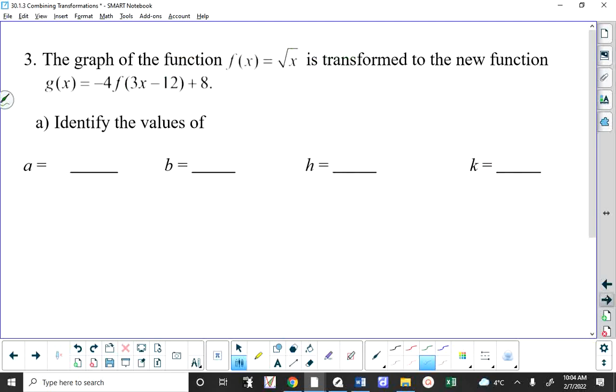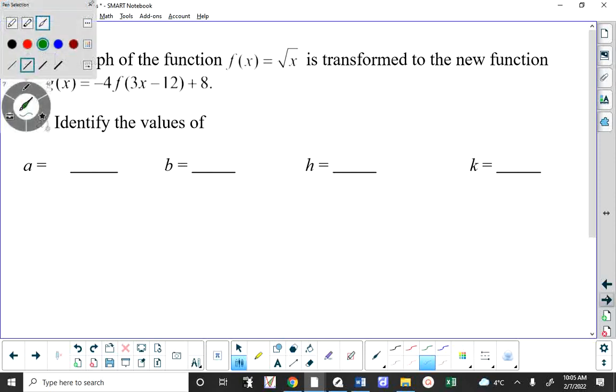So final example, the graph of root x is transformed to this new function. Identify the values of a, b, h, and k. Now, it doesn't matter that it's root x. We'll get to the root x part in a second, but I would like everybody to focus on the function notation, and I want everybody to identify the value of a, the value of b, the value of h, the value of k, and write those numbers in the 4 blanks.